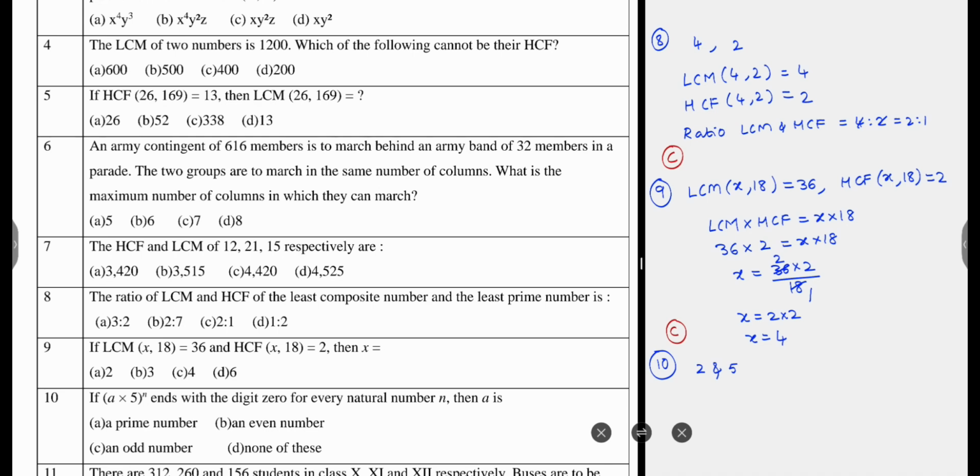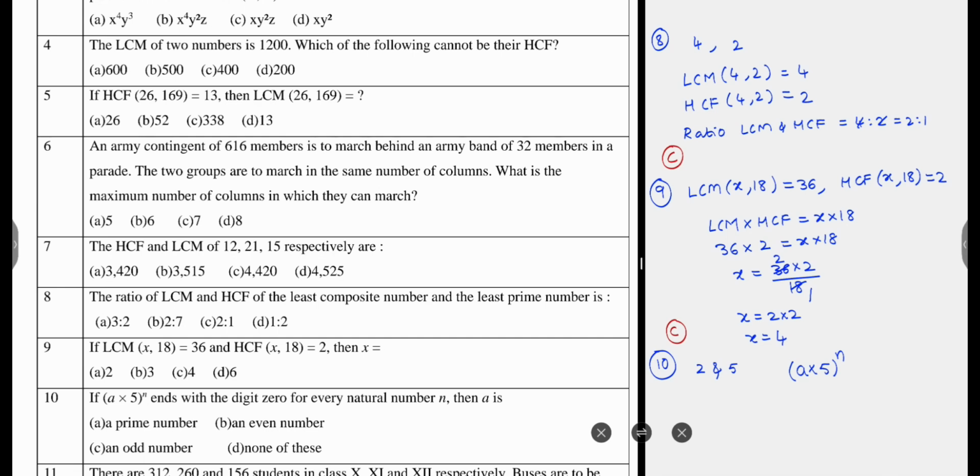So the number is given here in this format, a into 5 to the power of n. In this, if a is any prime number, we cannot say that a is only 2 there, okay? Many prime numbers are there which are not 2. So the first option is not correct. When you opt for a prime number, there are different prime numbers, not only 2, so that is not correct.